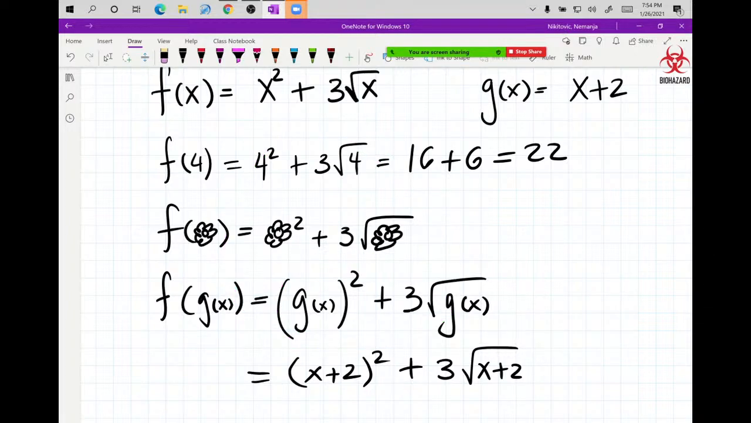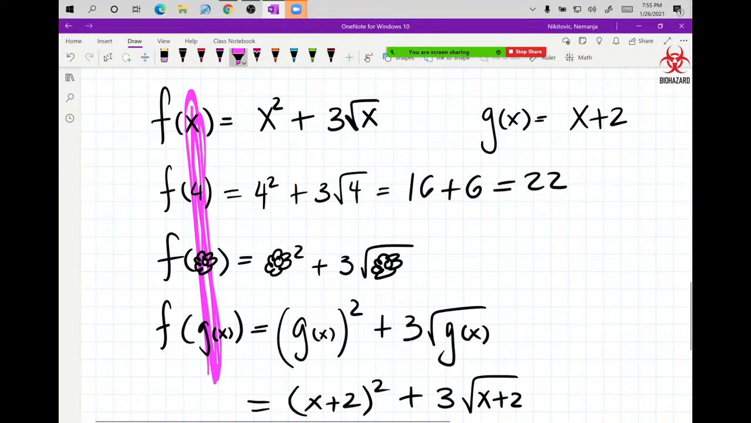So whatever is here, as you can see, gets replaced for x. If it's x, it's x. If it's 4, it's 4. If it's flower, it's flower. And if it's g, it's g across the board. So there is no difference conceptually.